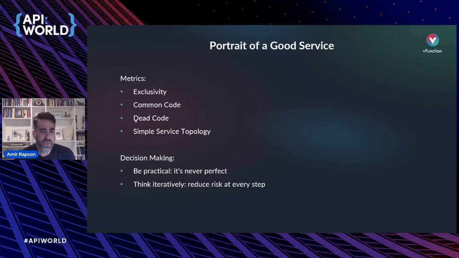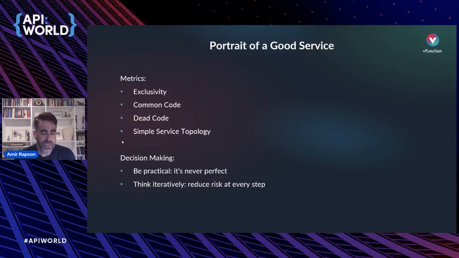So we'll talk about all of these metrics, but when I do, I want to urge you to think about two things. When you're looking at a project of taking a monolithic application and splitting it into services, where you know the chances of failing with such a project are so high, you need to be making good decisions. So the first tip I want to give you is to be practical. It's never perfect, okay? You need the project to be a successful one. You don't necessarily need a perfect architecture. So make practical decisions. The second is to think iteratively.